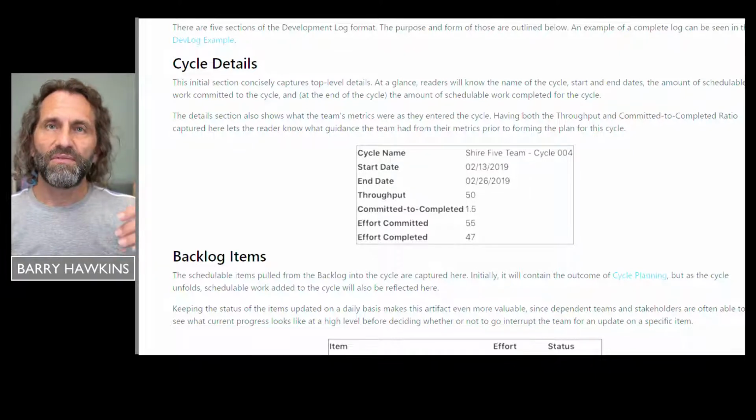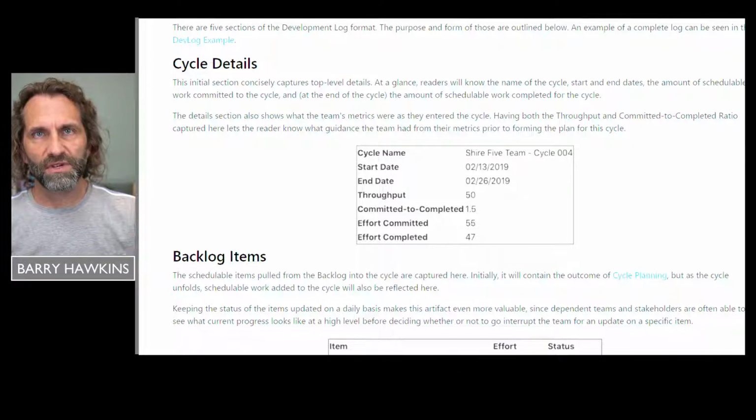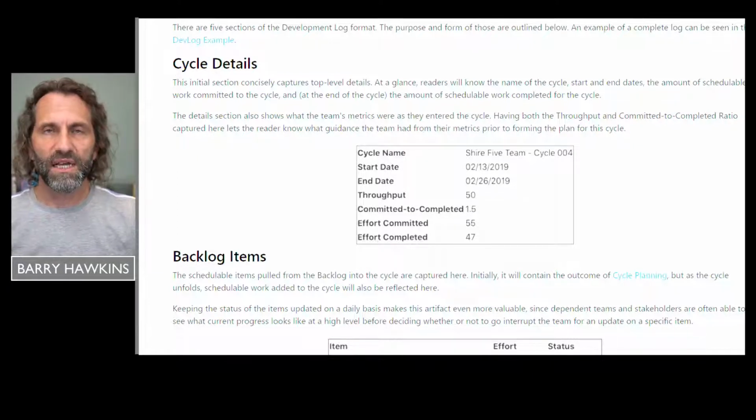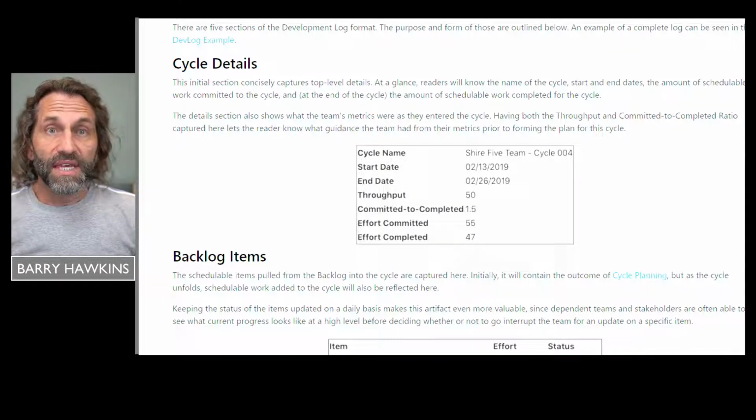When you start to have 5, 10, 15, 30, 60 teams, having this consistent format helps people understand and visually parse and know which cycle you were talking about, and generally where teams were at in terms of their metrics and effort.